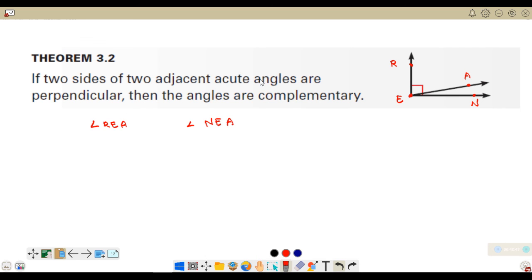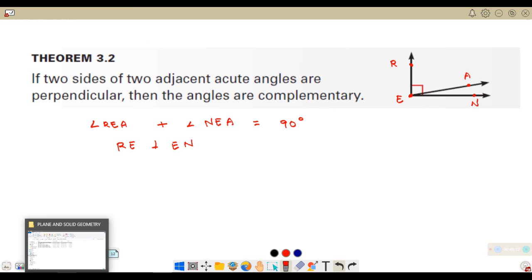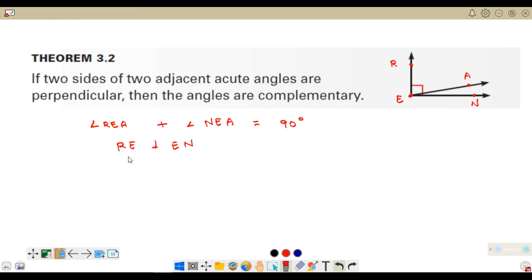If two sides of two adjacent acute angles are perpendicular, then the angles are complementary. Ano yung perpendicular sa kanya? Si RE is perpendicular to EN. That makes REA plus NEA equal to 90 degrees. Okay, yun lang yung sinasabi nito. If two sides, RE, of two adjacent acute angles are perpendicular, RE is perpendicular to EN, then the angles are complementary.